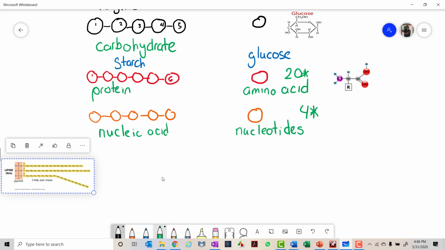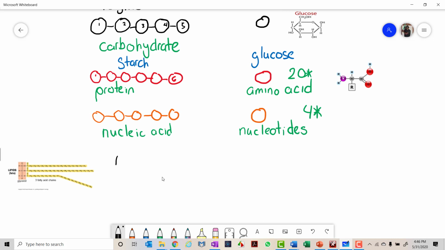This one's a little bit different in that it's made up of this backbone, and attached to this backbone are these very long fatty acids. So it's not the same structure. This is not a polymer, but it is something that can be broken down.